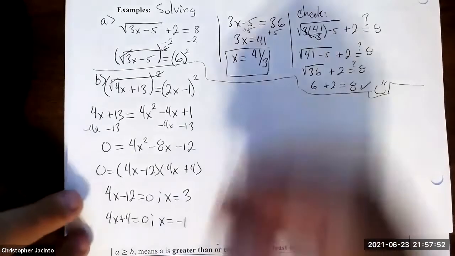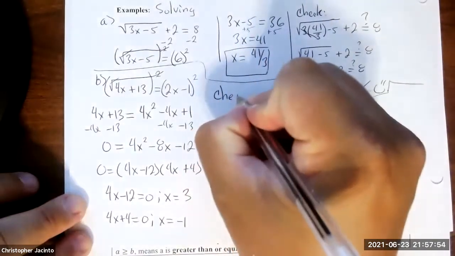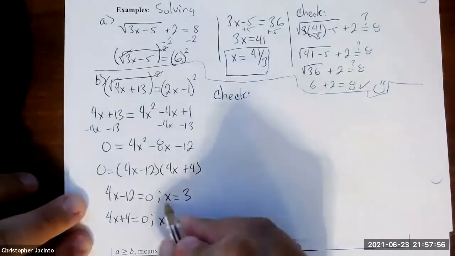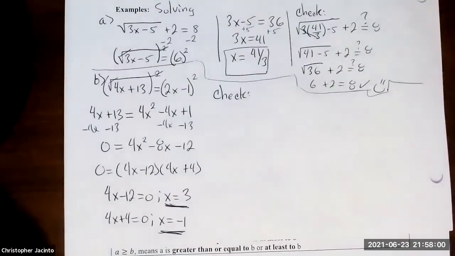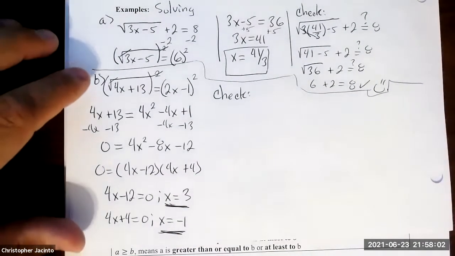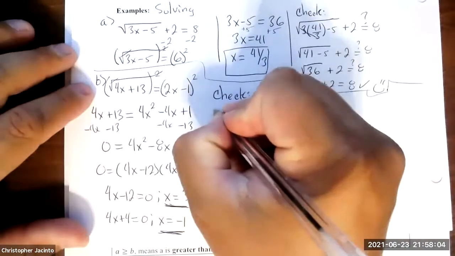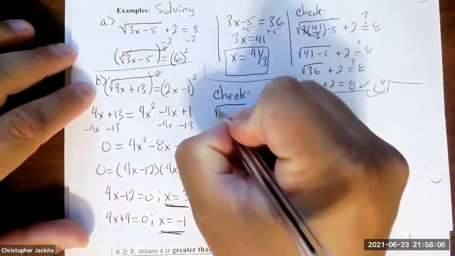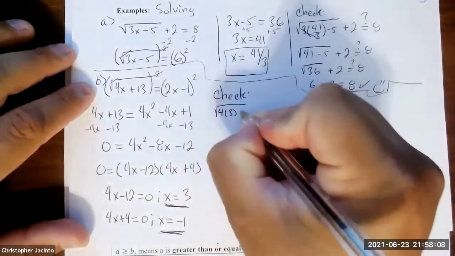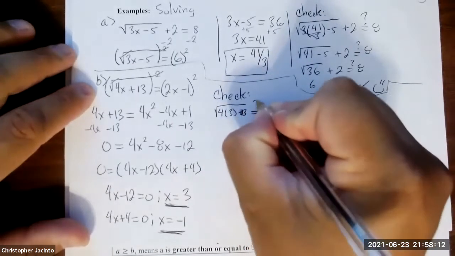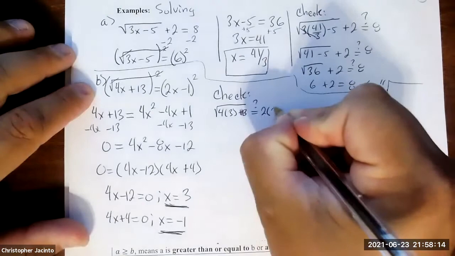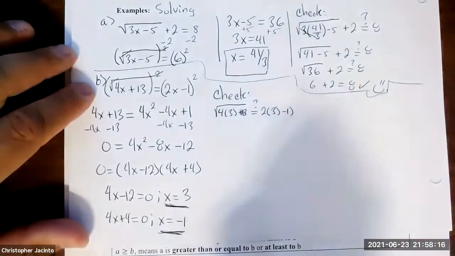And then lastly, we just got to check. So this time we got to check two answers. We have to check if x equals 3 works and x equals negative 1 works. Again, all we do is plug it into the original equation. So if I plug in 3, 4 times 3 plus 13, does that give me the same thing as when I plug it into the other side?